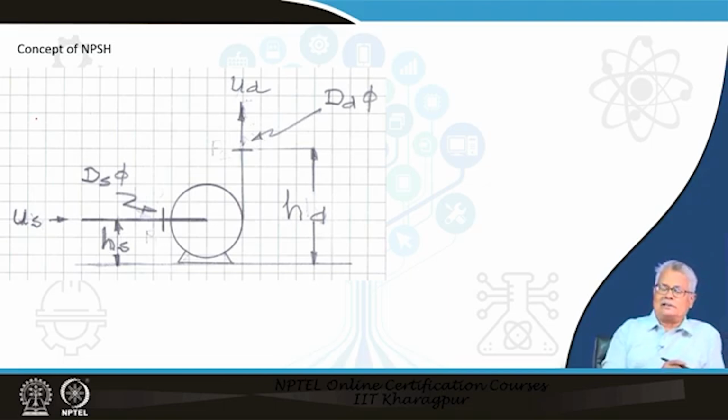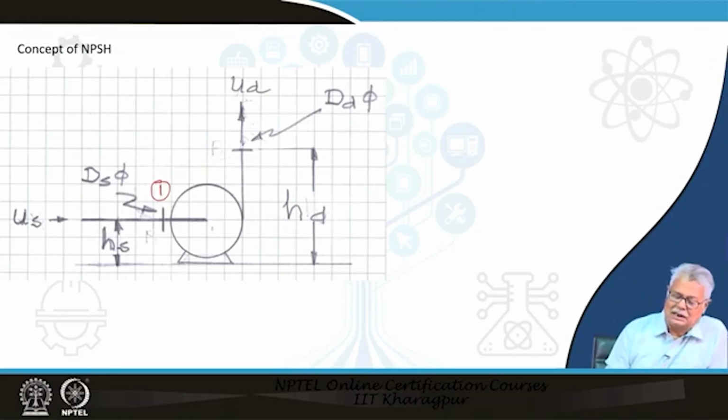The net positive suction head, I will just take the example of a centrifugal pump. This I say is my point 1, and this is my location 0, and this one is my location 2. That means I am talking about the suction flange of the pump, the eye of the impeller and the discharge.